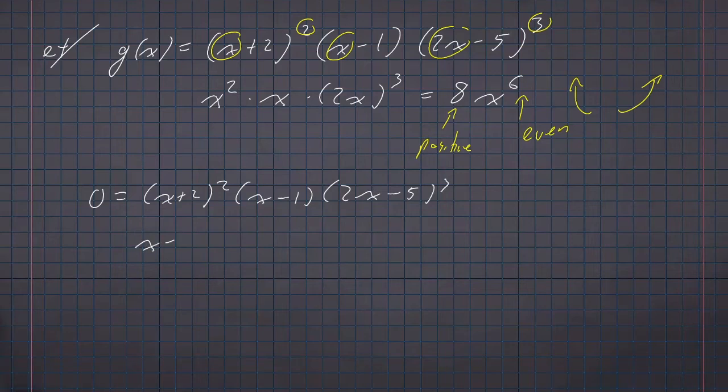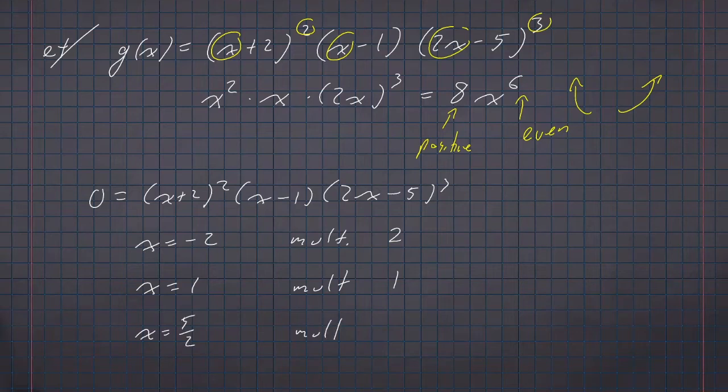zeros of x equals -2 with multiplicity 2. I get a 0 of x equals +1 with multiplicity of 1. And I get a 0 of x equals 5/2 from that third factor. This one has a multiplicity of 3 because my exponent there is 3, right? So just grabbing the exponents and calling them the multiplicity. And if we add 2 plus 1 plus 3, we get 6, which is the degree of the polynomial.